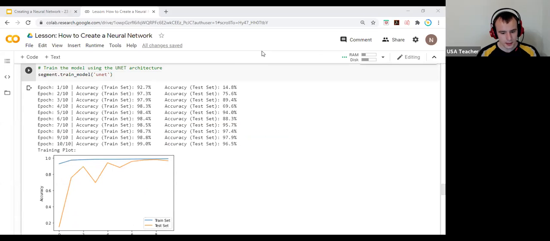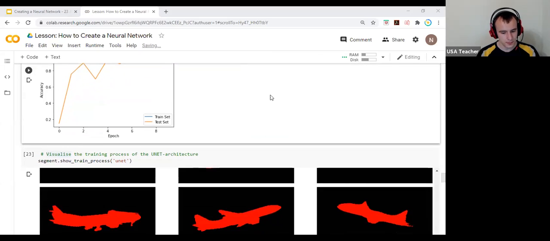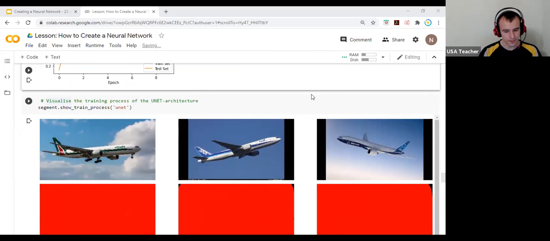Oftentimes, we get examples where the accuracy of the neural network training decreases, it falls in accuracy. That's what we have here, but then it jumps back up. We are fine with that. That's not too bad. We only really start to be worried when we see the accuracy on the test set consistently decreasing. That is when it's very bad.